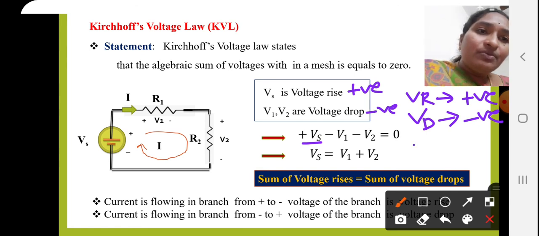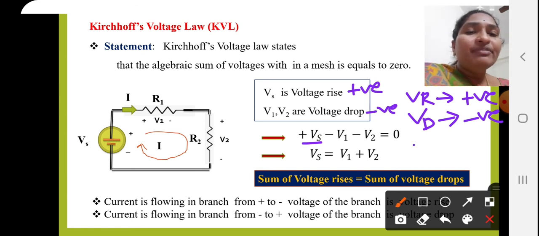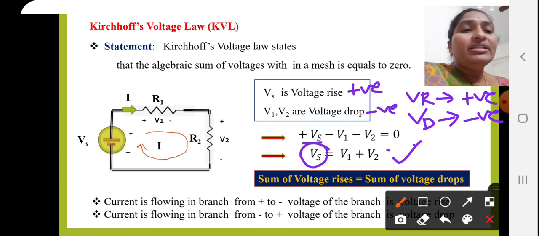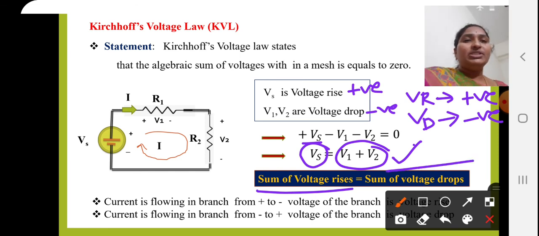So hence it is equal to 0. The algebraic sum of all the voltages within a loop or a mesh is equal to 0. Now from this we can write Vs is equal to V1 plus V2. That is, these are all rises and these are all drops. So the sum of voltage rises is equal to the sum of voltage drops. That's about Kirchhoff's voltage law.